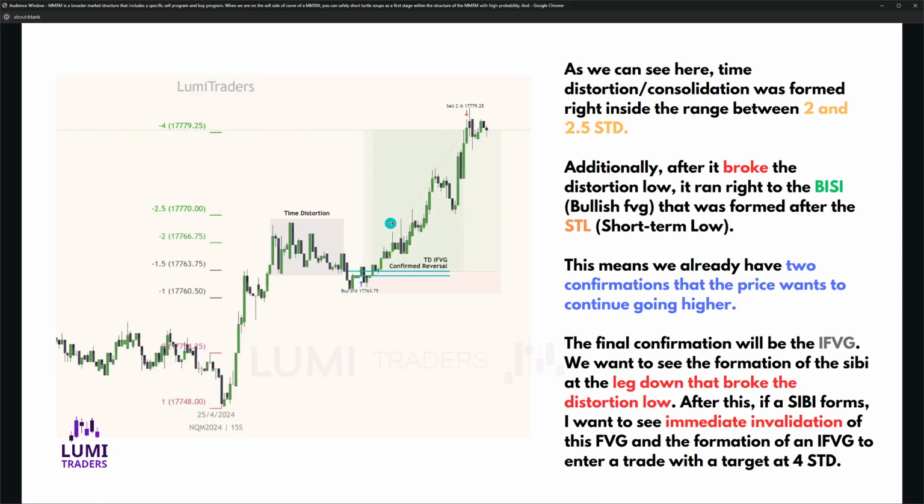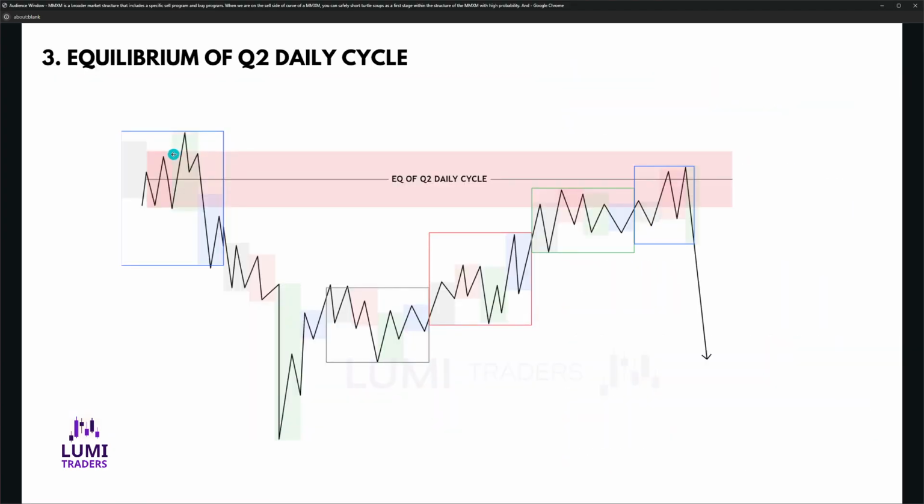Then we immediately reversed and validated this bearish fair value gap and formed what? Inversion fair value gap. The inversion fair value gap is going to be my entry, and my stop loss is going to be the low right here. Target 4 standard deviation. Simple as that.